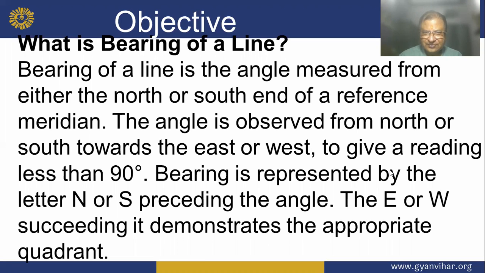Understand? The angle is observed from north or south toward east or west to give a reading less than 90 degrees. The bearing is expressed by the letter N or S preceding the angle, and the E or W succeeding it demonstrates the appropriate quadrant.